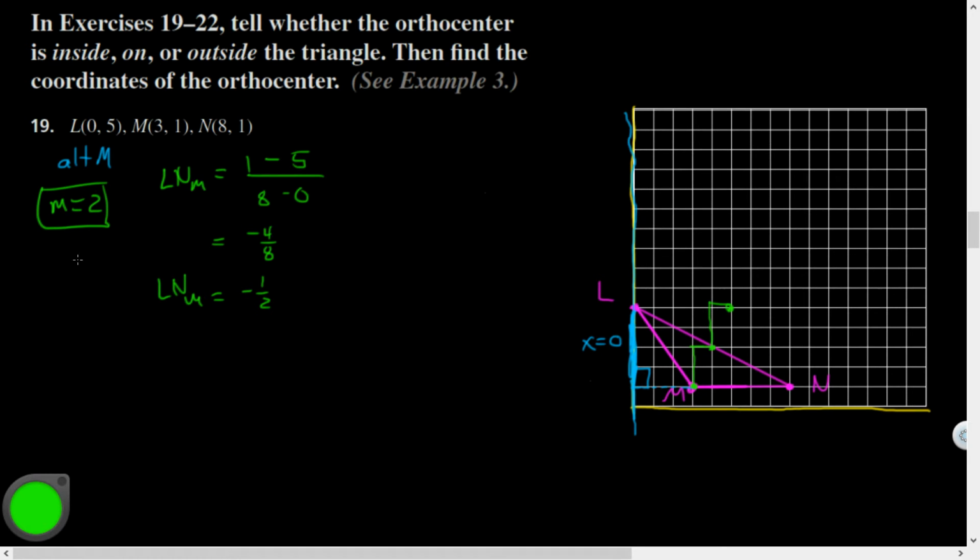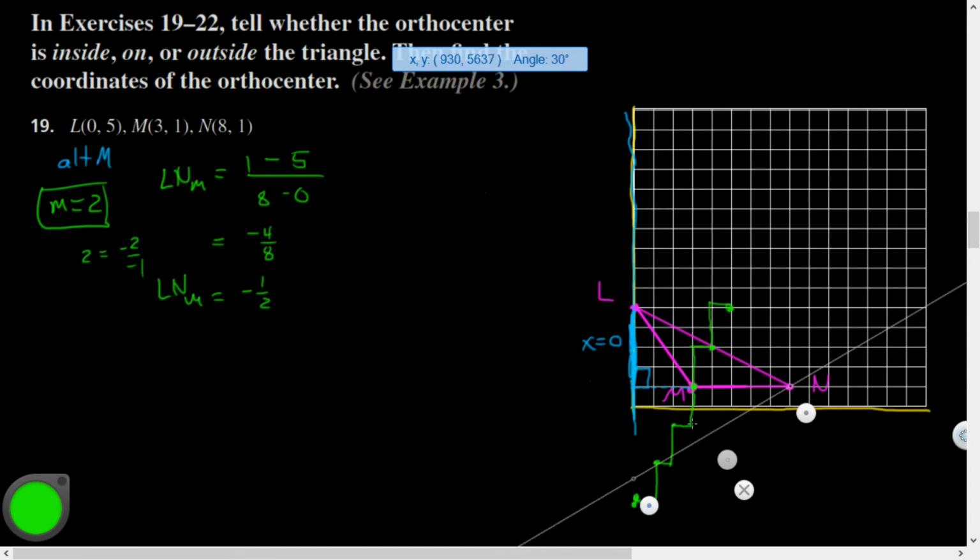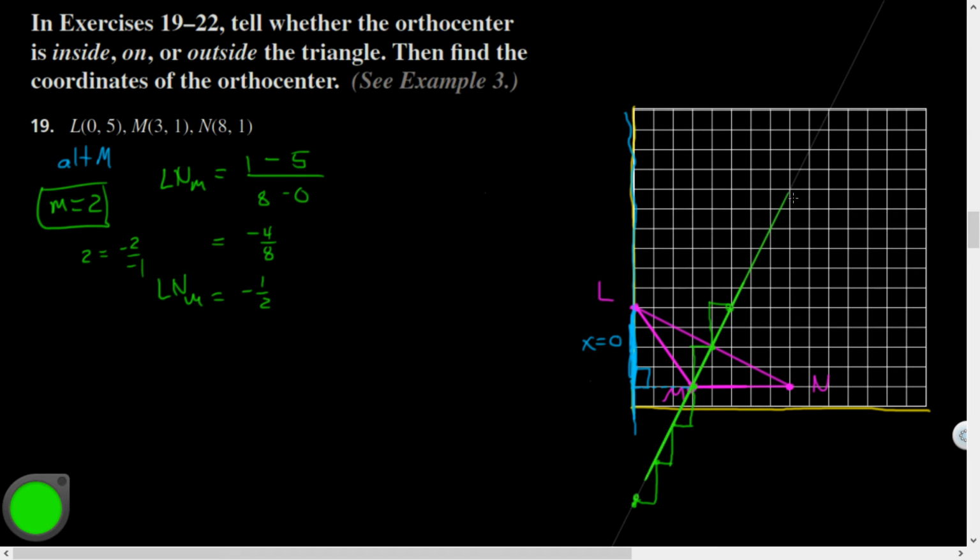I also can use the fact that a slope of 2 is the same as a slope of negative 2 over negative 1. And watch this, I could go down 2, backwards 1, down 2, backwards 1, down 2. That last down 2 didn't seem quite right. Sadly, I didn't draw this to scale. And I could draw the line that way. All right, and what I'm going to be looking for is the intersection between my vertical blue line, which happens to be the y-axis, and this altitude right here.